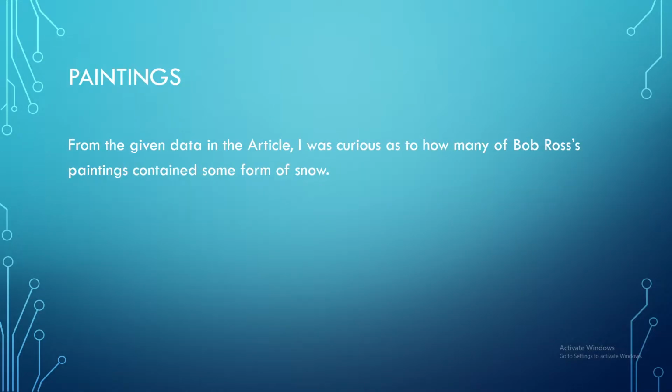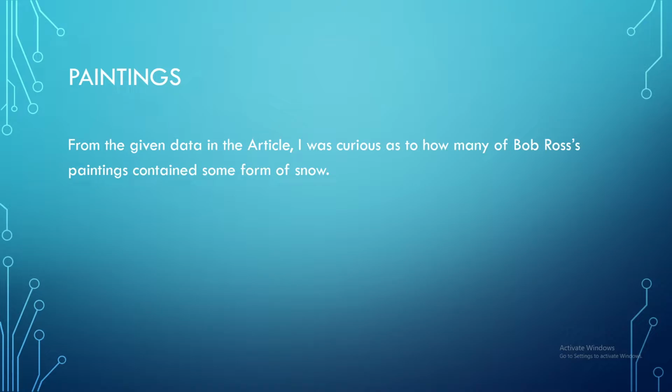So, from what I gathered with the information given, I was curious just how many of Bob Ross's paintings contained some form of snow or clouds. I forgot to mention that in the slide, but what we're looking at is snow or clouds.